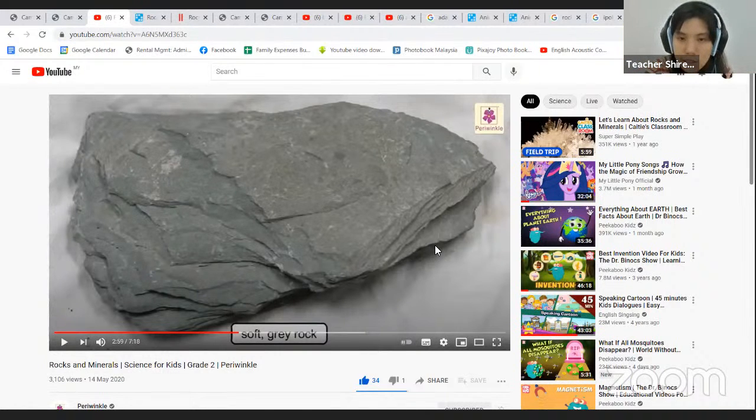That's why you see here, it's thin, right? You press onto it, it can break. So it's a kind of soft stone. Again, slate has many colors. It can be brown, it can be gray. These few colors. Grey rock.